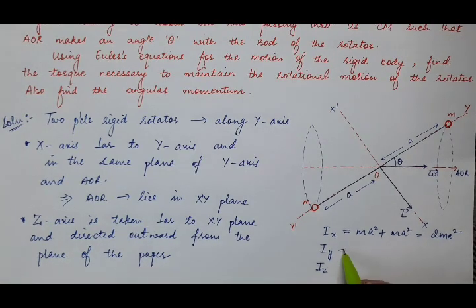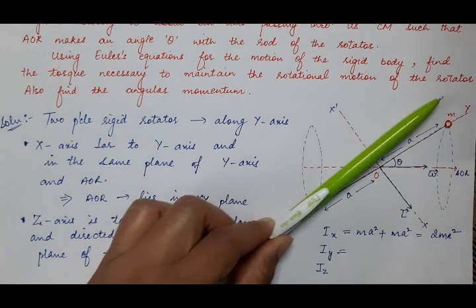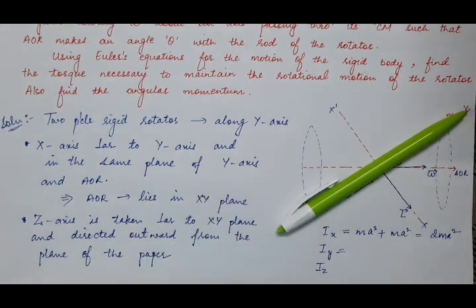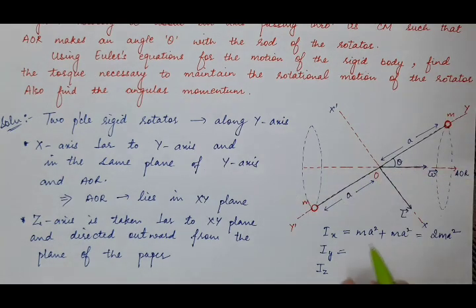Then what about the moment of inertia about the y-axis? So this is the y-axis. The distance of the two masses from the y-axis is 0. So that is why the moment of inertia of the two particle rigid rotator about the y-axis is 0.